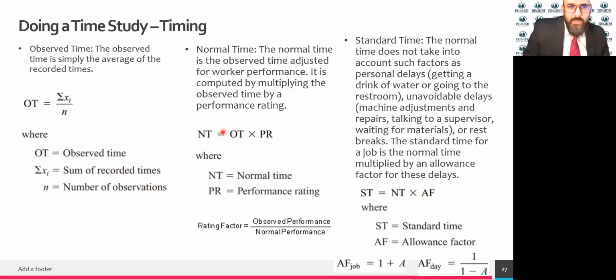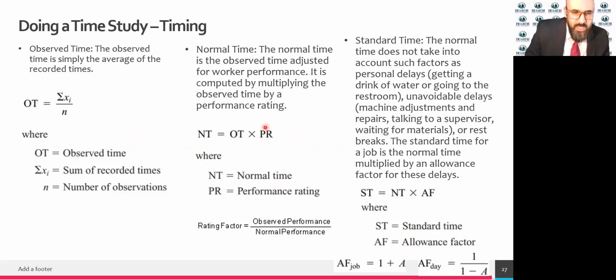The normal time is the observed time adjusted for the worker performance. Sometimes the performance is doing well, sometimes it does not do well. So we have to adjust the observed time to the normal time by multiplying it by the performance of the worker. It's computed by multiplying the observed time by the performance rating. So again, the observed time times the PR, which is the performance rating.